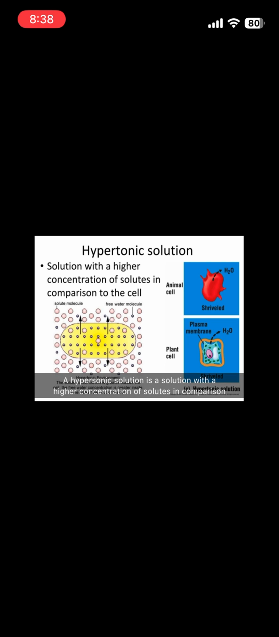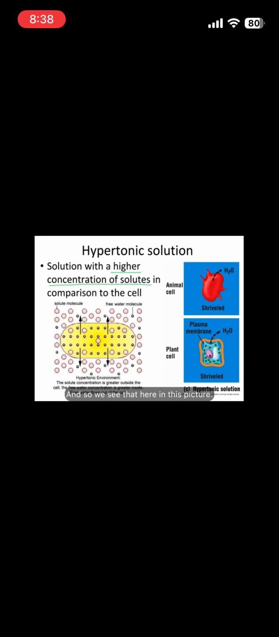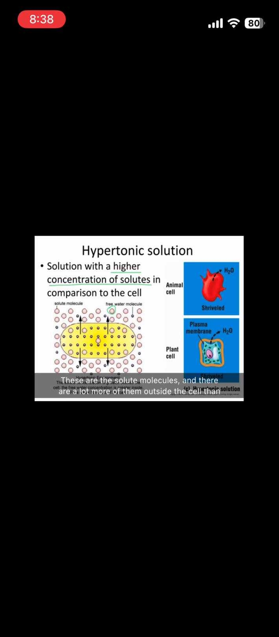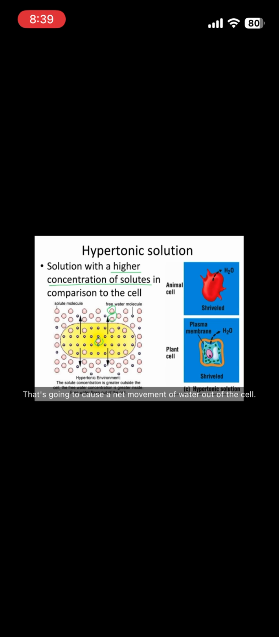A hypertonic solution is a solution with a higher concentration of solutes in comparison to the cell. So that means that the environment that the cell finds itself in has a greater amount of solutes than the cell does. And so we see that here in this picture. These are the solute molecules, and there are a lot more of them outside the cell than there are inside the cell. That's going to cause a net movement of water out of the cell.